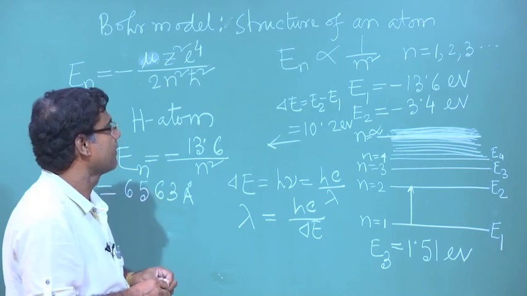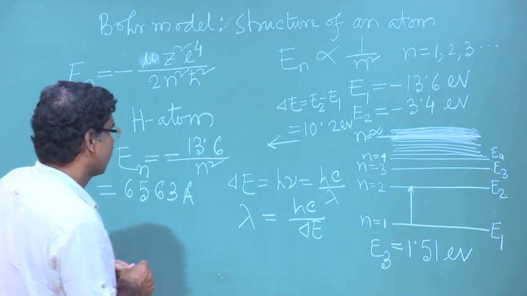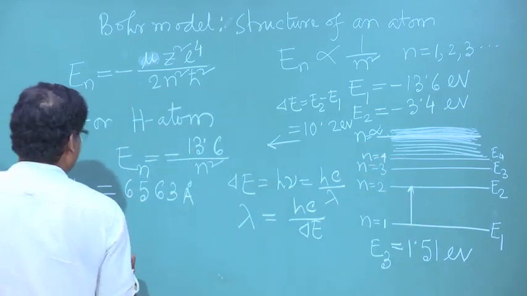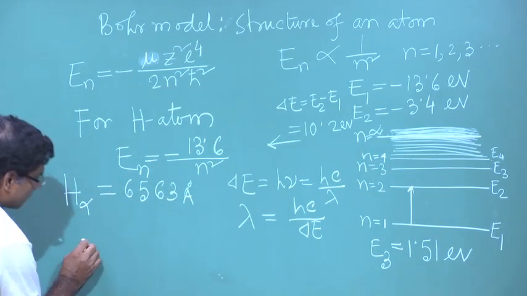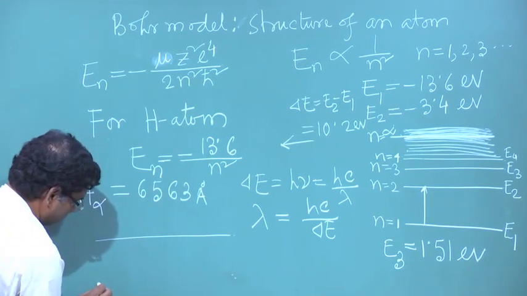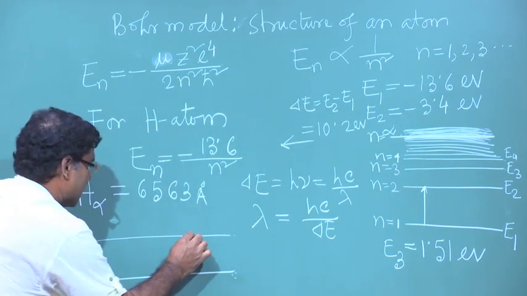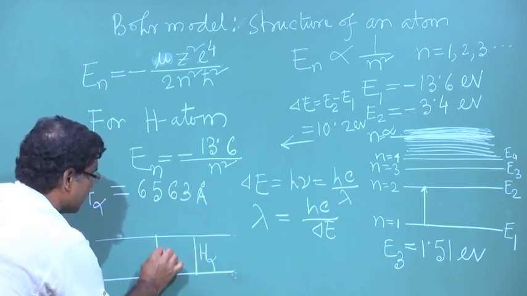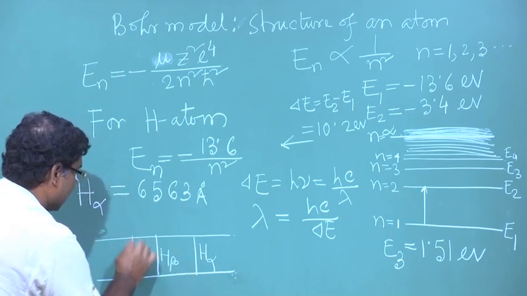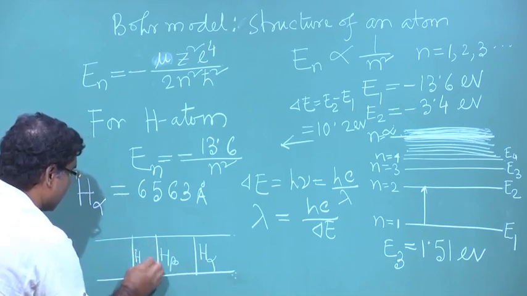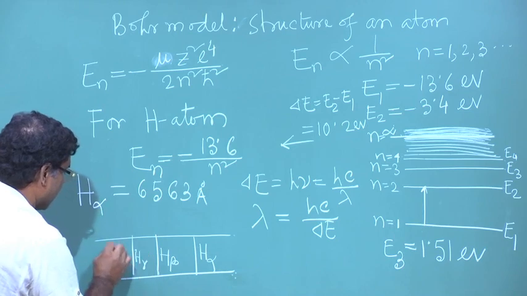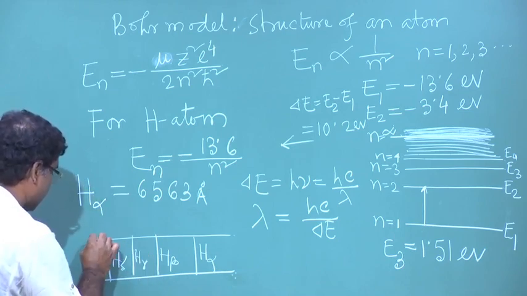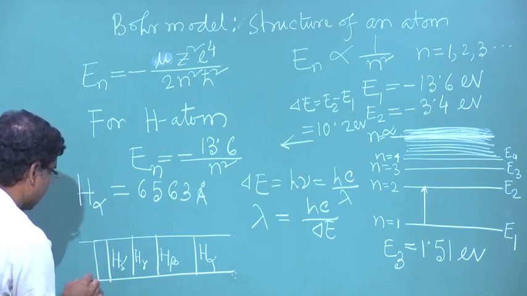From another spectral line in the hydrogen atom, it was found that, as I mentioned, the H alpha line, H beta line, H gamma, H delta, and then the series limit.